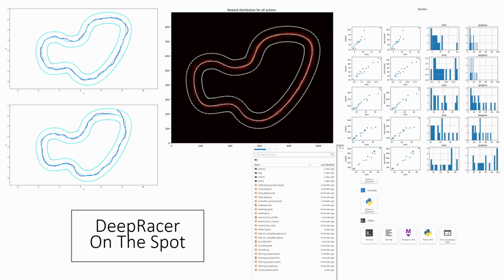DeepRacer on the Spot also allows you to have real-time instant feedback from your models as they're training by showing individual episodes, average evaluations, and a Jupyter notebook to be able to monitor your logs and gather the metrics that you care the most about.